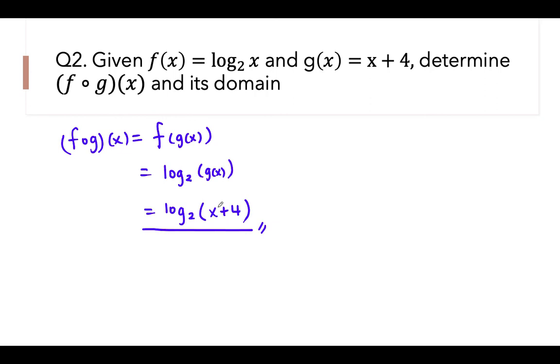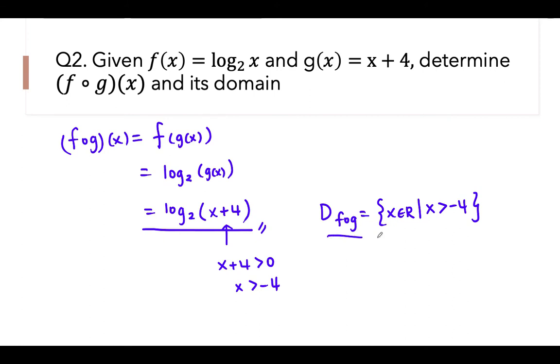But for restriction, we need to make sure that inside the bracket, x plus 4 has to be greater than 0. So then x must be greater than -4. So therefore, the domain in this case, f of g, is x can be any real number such that x must be greater than -4. And that's my domain.